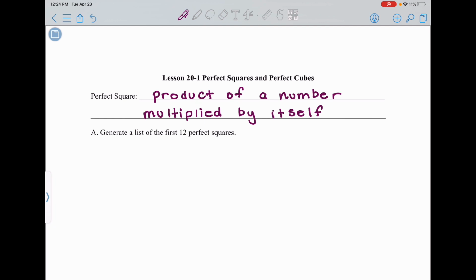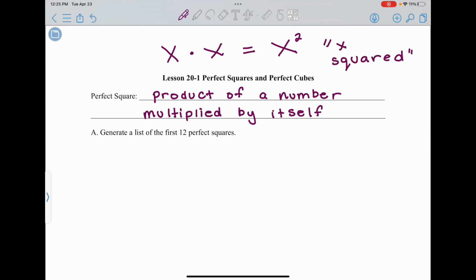A perfect square is a product of a number multiplied by itself. So let's say we take a number x and we multiply it by itself. x times x gives us x squared. And so any number multiplied by itself, the answer is known as a perfect square.